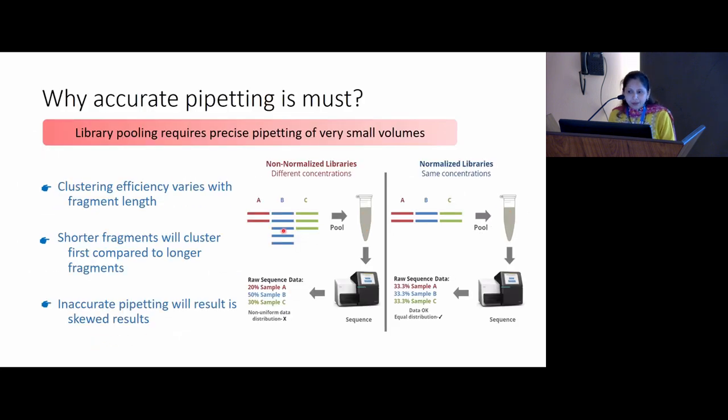So now, why accurate pipetting is a must during the pooling. In the first panel you can see there are 3 samples, sample A, B, C, but those samples are not equimolar pooled in one pool. Because of this there is non-uniform data distribution. So sample B has got more reads as compared to sample A and sample C. But in the next panel you can see all 3 samples are pooled equimolarly, so there is equal distribution of the reads. So clustering efficiency also varies with the fragment length. Shorter fragments will cluster first on the flow cell as compared to longer fragments, and inaccurate pipetting will result in skewed results.